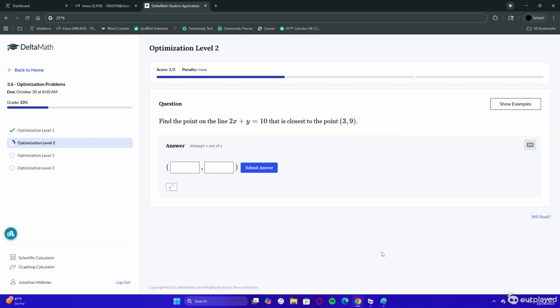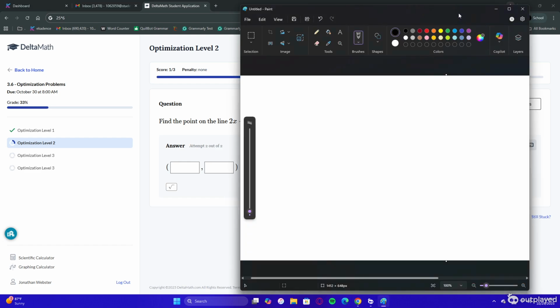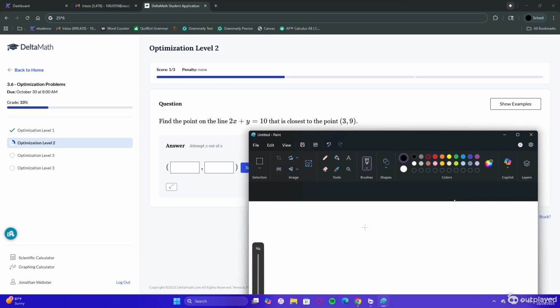Okay, so now we're being asked to find a point on the line 2x plus y equals 10 that is closest to the point (3, 9). So basically it just wants us to find a point, say (3, 9) is like right here or something, and it wants us to find a point on the function that is closest to it.